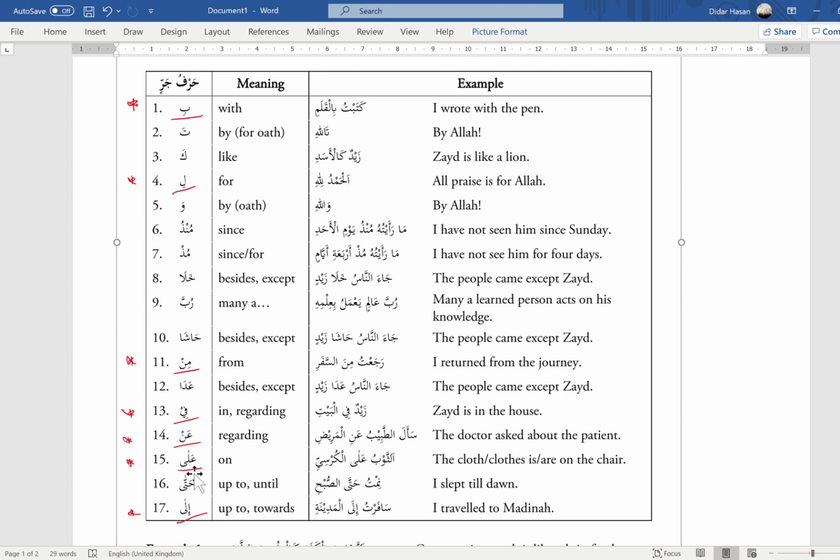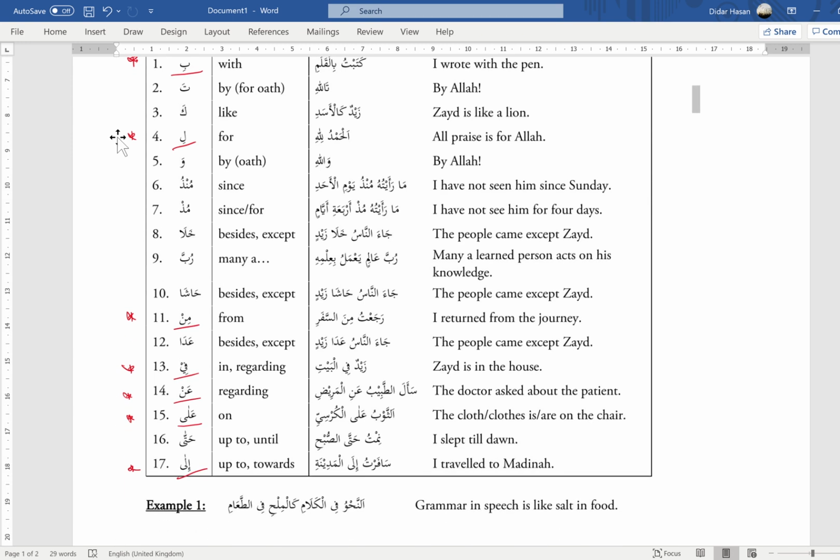And ila again is a very important one, which means up to or towards. So ila al-madinati, to the city. Okay, so I've just highlighted seven very important ones that you must know immediately: bi, li, min, fi, an, ala, ila. You must know what these mean, and whenever they come in a text, you must be able to recognize them.